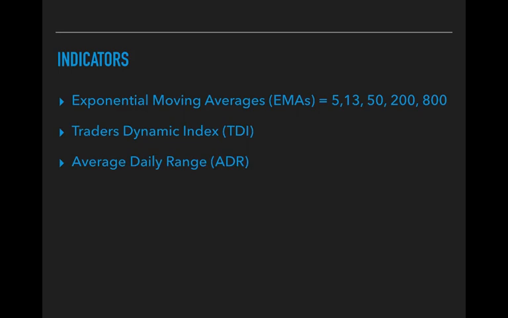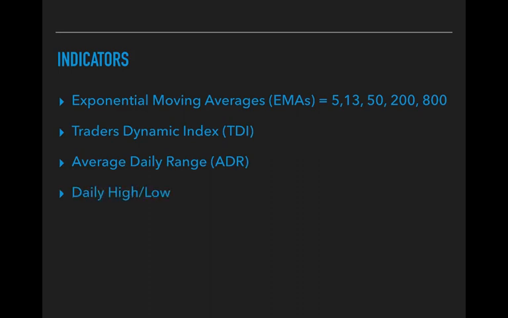Another one is the average daily range. Basically, this gives you the daily range for the specific pair that you have it on. It'll also mark the high and the low average daily range points for that pair. That's important to note because those are the points where reversals will often happen. So those are good to have.